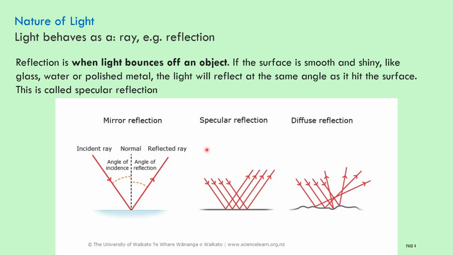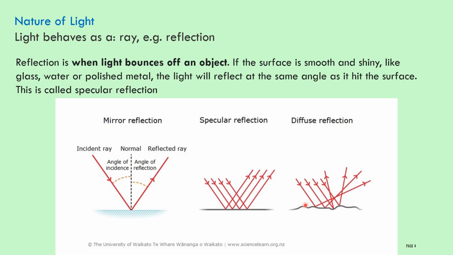In the case of specular reflection, the surface may be glass, water or polished metal, which acts like a plane mirror. Whatever light rays fall on this surface get reflected and follow a particular pattern. This we call specular reflection.